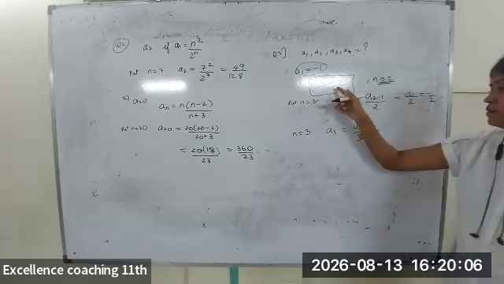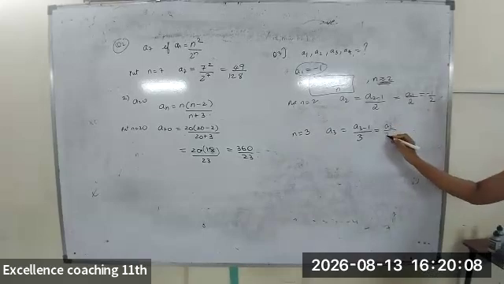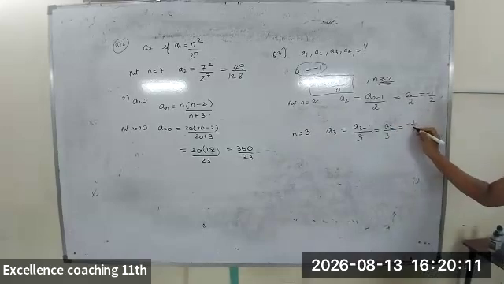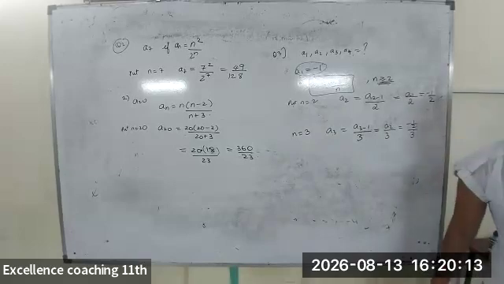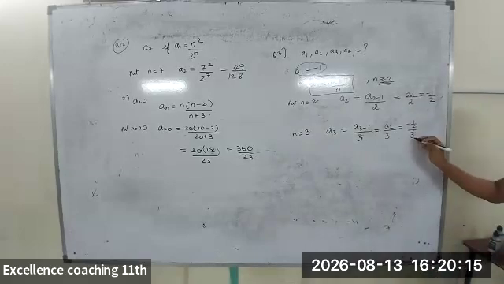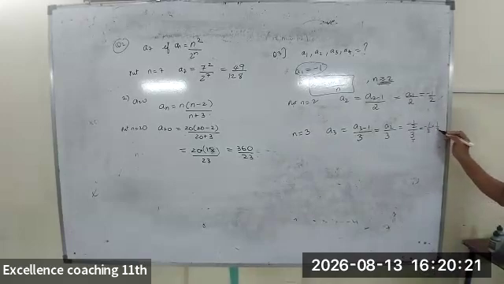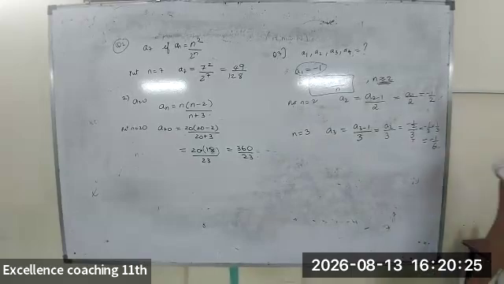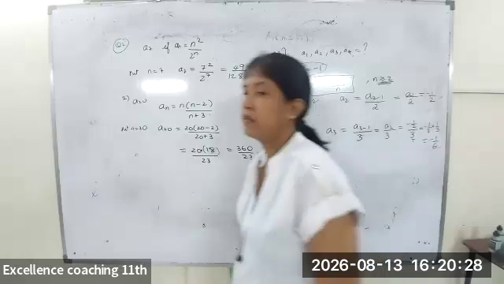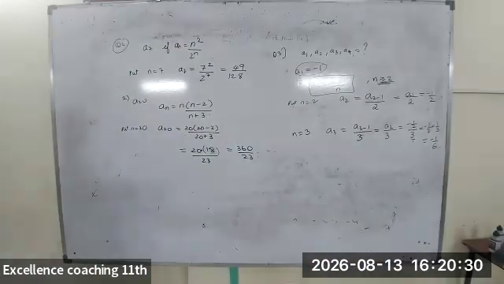In this formula, A2 is minus half upon 3. Now how to solve this? This is like fraction upon fraction, so it will go the other way round: minus half into 1 by 3, so you should get minus 1 by 6.